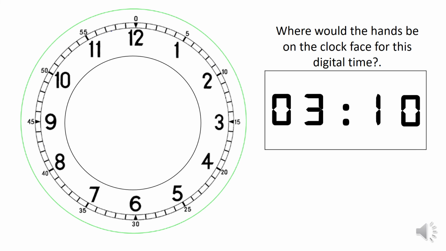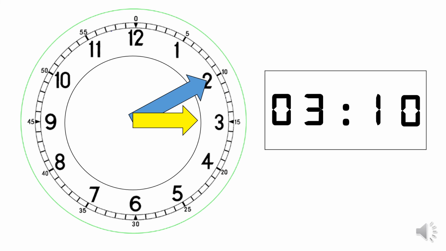Let's try this one. 3:10. What would the hands look like on the clock face? Take a pause in the video. Here we go then. The hour hand is facing towards the 3. We have 10 minutes. You've counted on 10 notches. 3:10.